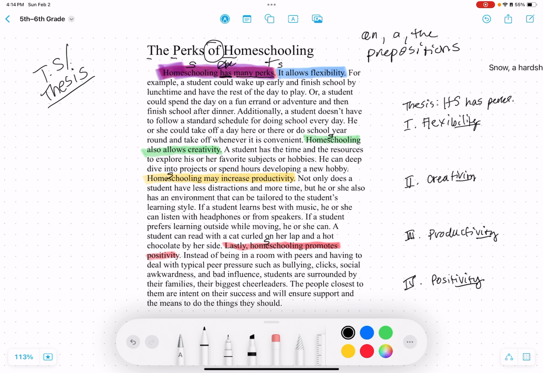"It" is a pronoun for homeschooling. Notice all of our verbs are strong: allows, also allows, may increase, and promotes. And then each of them ends with a different bucket or a different drawer. Each of these is a different aspect, a different perk of homeschooling.